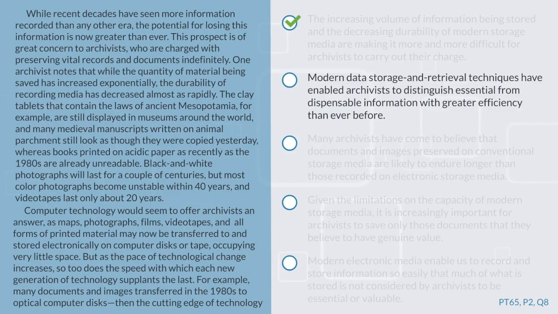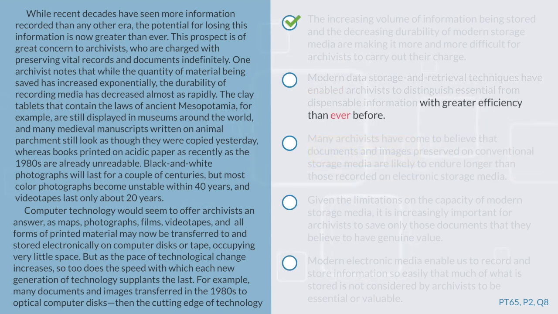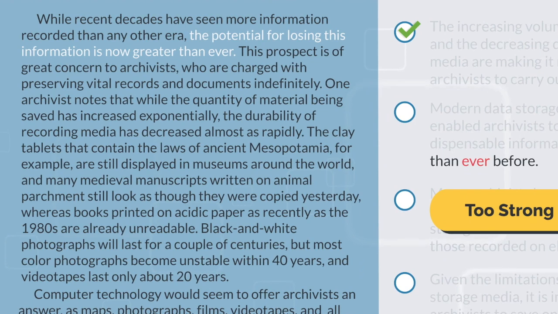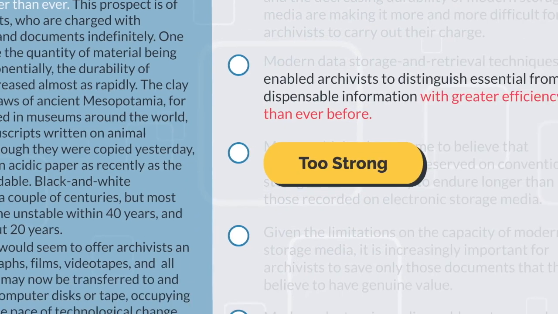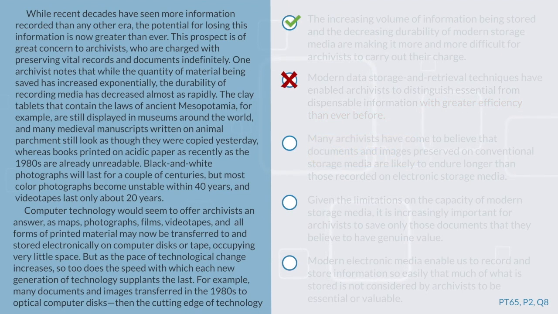B says that modern data techniques have enabled archivists to distinguish the essential from the crap better than ever. Enabled is positive, so that's completely wrong. We're looking for a problem. And sort the good from the crap better than ever before is way too strong. It does ring familiar because they said the potential for losing info is greater than ever before. We want to see it's not describing a problem or it's saying something cray-cray strong.